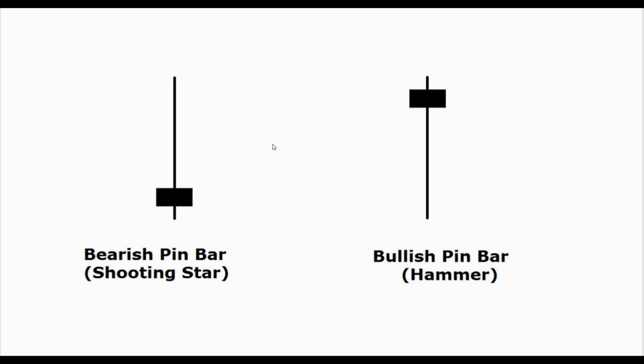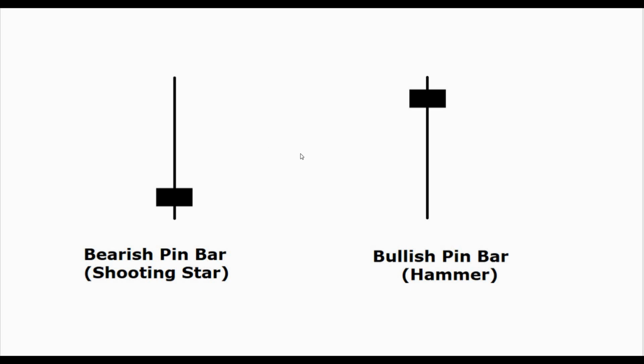Okay, and as you can see here, we have two types of pin bars, a bearish pin bar and a bullish pin bar. The bearish pin bar is also known as the shooting star, and you can spot it when you have an uptrend, an upside movement. So when the price increases and it develops such a bearish pin bar, a shooting star, then we could think that the uptrend is over and that the price will start to decrease.